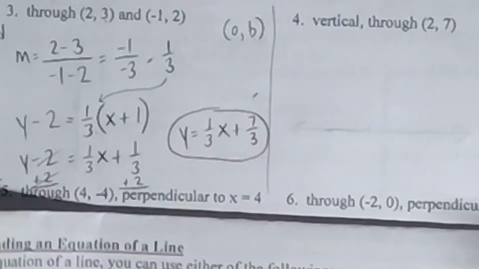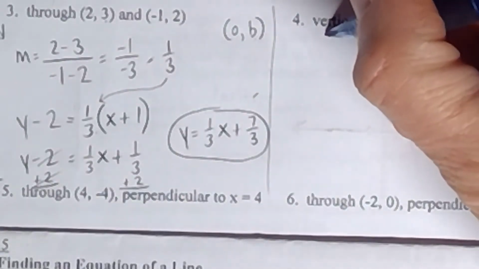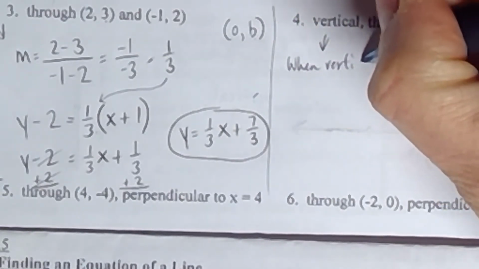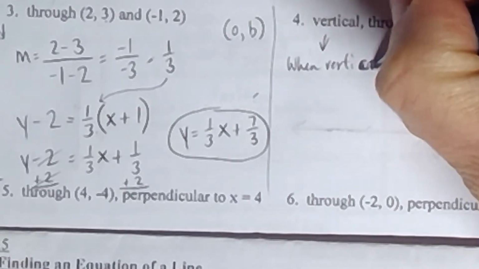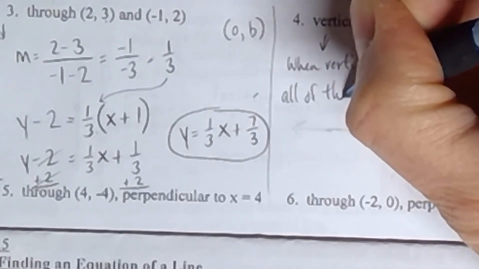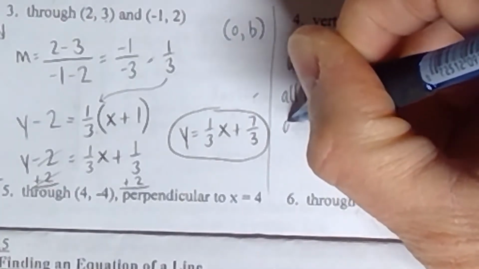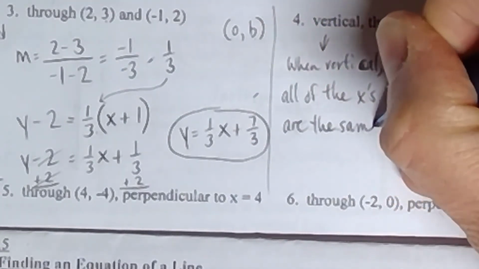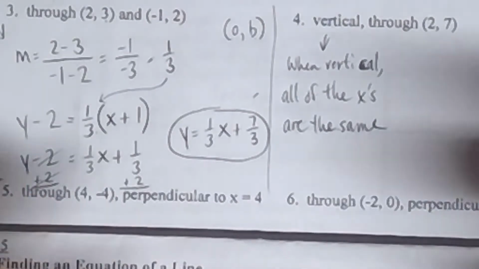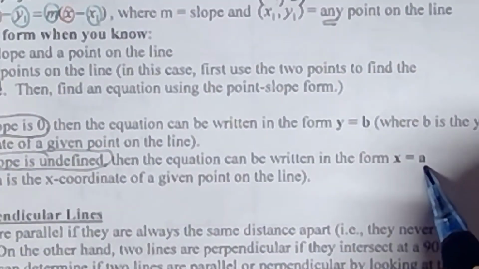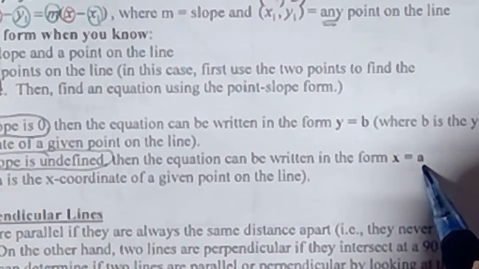Okay, well, here's the thing, you guys. Let's write this down. When vertical, the thing that's true about a vertical line, you guys, if you haven't noticed already, all of the x's are the same. Okay? And if all the x's are the same, all you got to do is figure out what that one number that's always the same, that's always equal to x, and that goes right here, and then you're done.